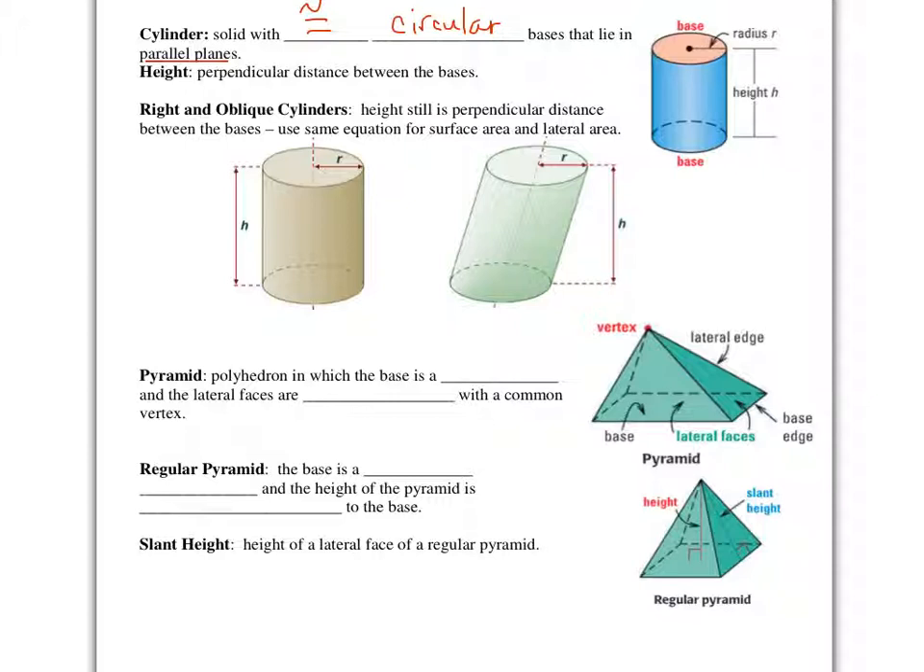For a pyramid, we have over here on the right, it's a polyhedron in which the base is a polygon, and the lateral faces are triangles with a common vertex. So if you look at the far right, you can see this. The vertex is up here at the top, and then our lateral edges are the ones that connect the base to the vertex.